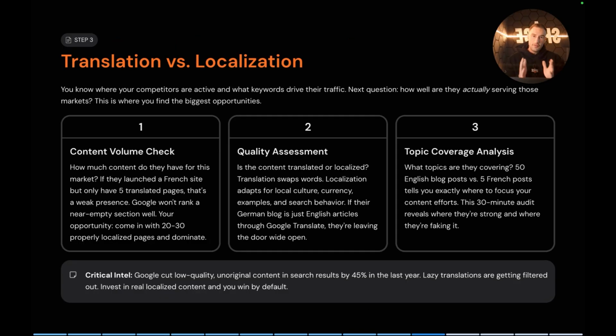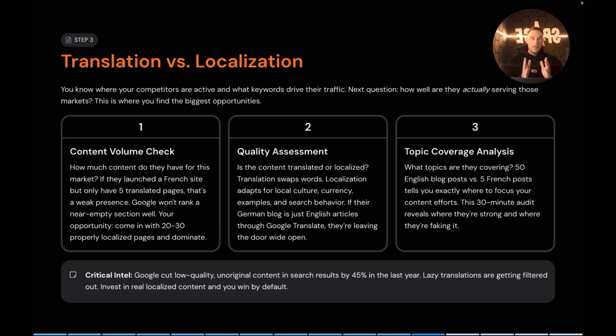All right, guys. So the third step, content gaps. And this is one of the easiest places to win. Here's what you're checking. You check how much content exists per market. How deep does this content go? And is this content localized or is it just translated? Because there is a huge difference here. Translation is swapping words, and localization is adapting for how people in that country actually think, search, and then buy.